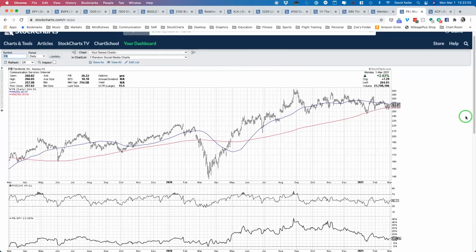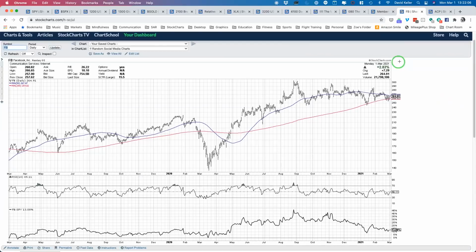It's because some of the biggest stocks are struggling. Now, Facebook was up almost 3% today. That's great, but it still is not performing well on a relative basis, and on an absolute basis, it's at the lower end of the range that it's been for the last 6 months.